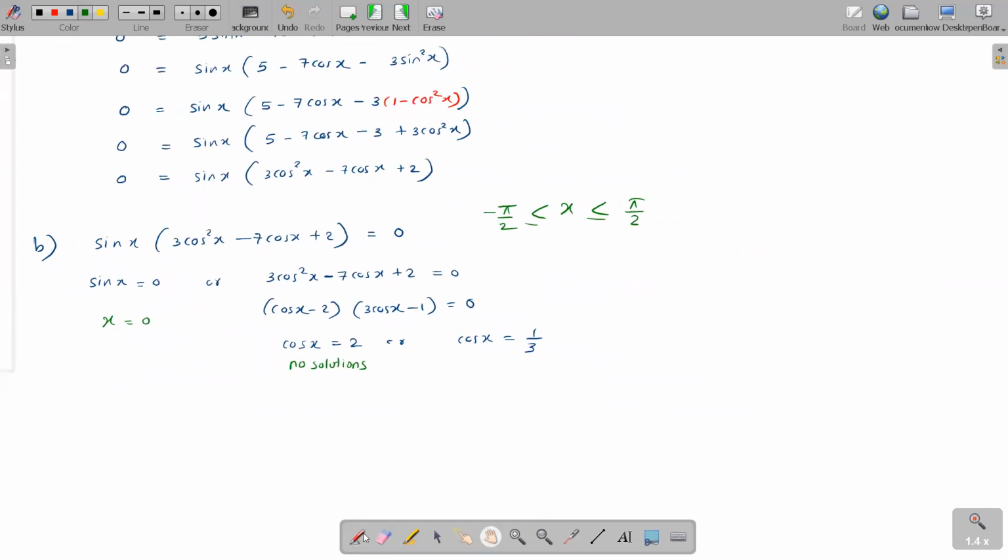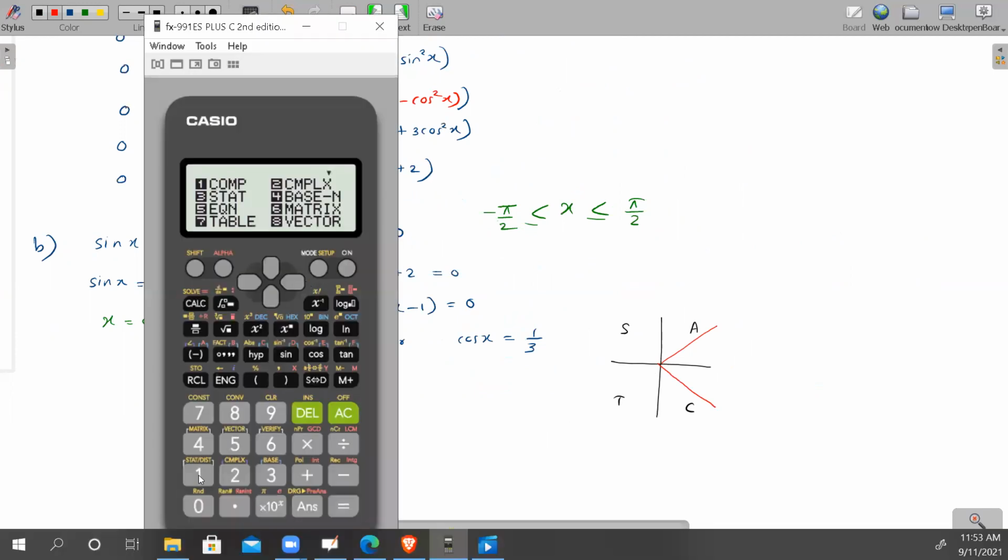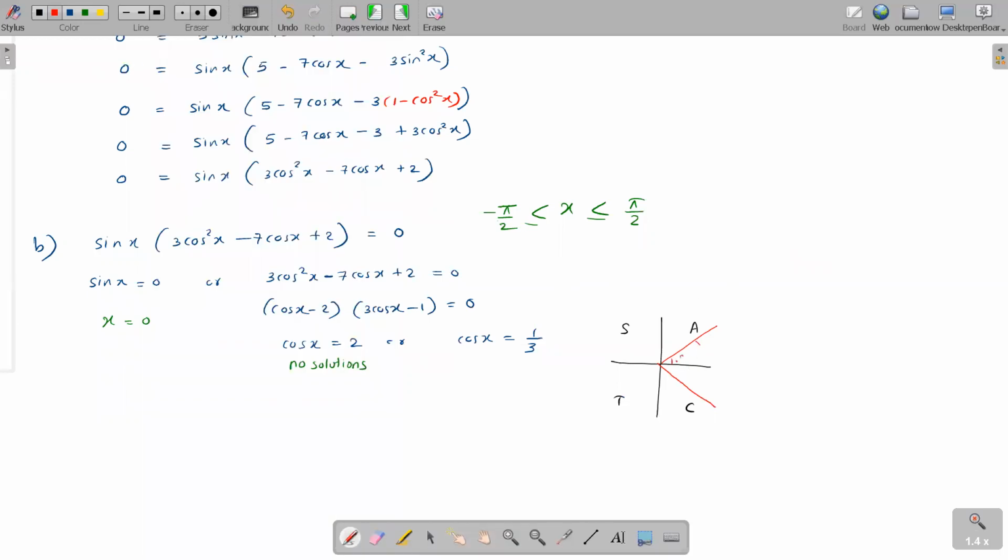Cos x equals 1/3. So go to the quadrants and mark the quadrants where cos is positive. All Silver Teacups: mark the quadrants where cos is positive, so All and Cos. Turn your calculator to radian mode and type cos inverse 1/3. That gives me the answer 1.23095, so 1.231 radians. These are the two angles I have, the acute angle to the x-axis.